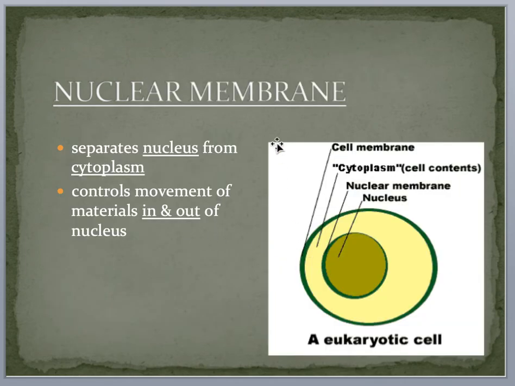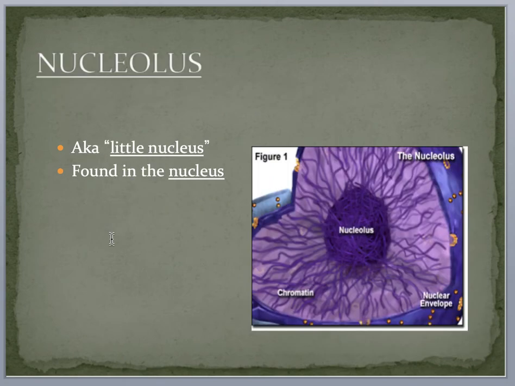Nuclear membrane. So nuclear membrane is just like the cell membrane, but it is present around the nucleus. If this is the whole cell, this is the cell membrane, this is the cytoplasm, and this is the nucleus, then the membrane separating the cytoplasm and the nucleus is called the nuclear membrane. As we said, it separates the nucleus from the cytoplasm and controls movement of material in and out of the nucleus. Just like the cell membrane controls movement of material inside the cell, this nuclear membrane controls the movement of material inside the nucleus.